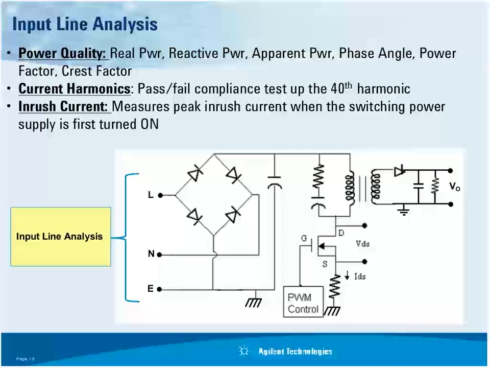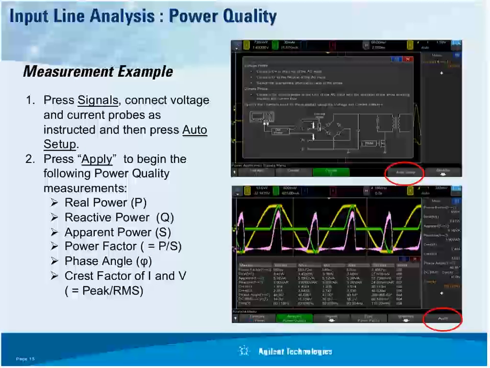So let's first take a look at some input line analysis. This is where you're actually characterizing, making measurements on primarily your AC input. One measurement is power quality. That's where the scope will automatically measure real power, reactive power, apparent power, phase angle, power factor, and crest factor. Current harmonics. The current harmonics is actually the only test amongst all these tests that I would term as a compliance test. That means it must meet a particular standard. And then inrush current.